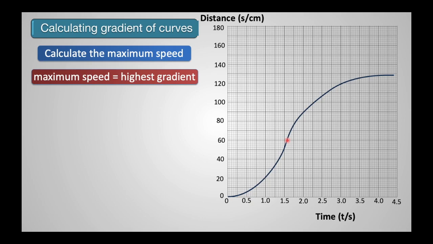So I'm going to plot a tangent just touching that point. So you have to extrapolate the tangent so that you can get a better gradient. And now I'm going to find the gradient of that tangent line. One point I'm choosing as x1 and y1. y1 is 0. Then another point I'm choosing as x2 and y2.